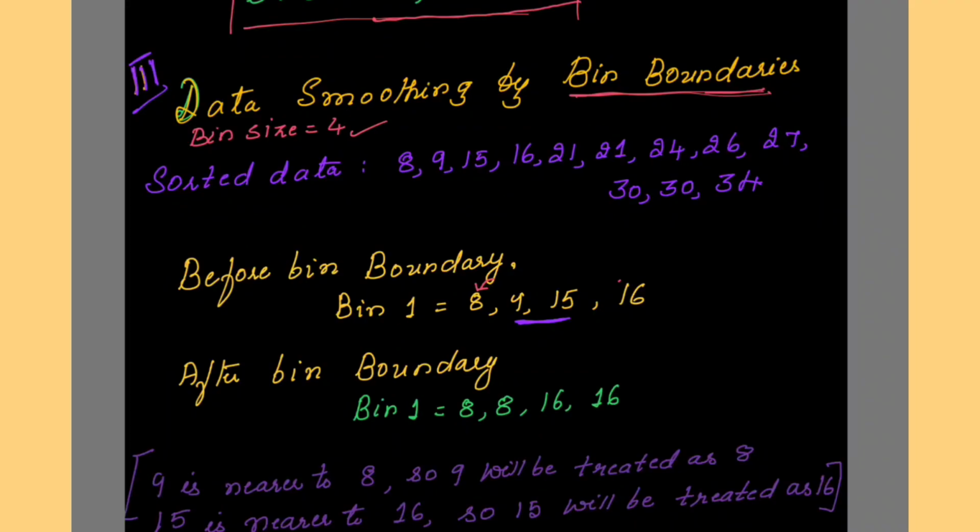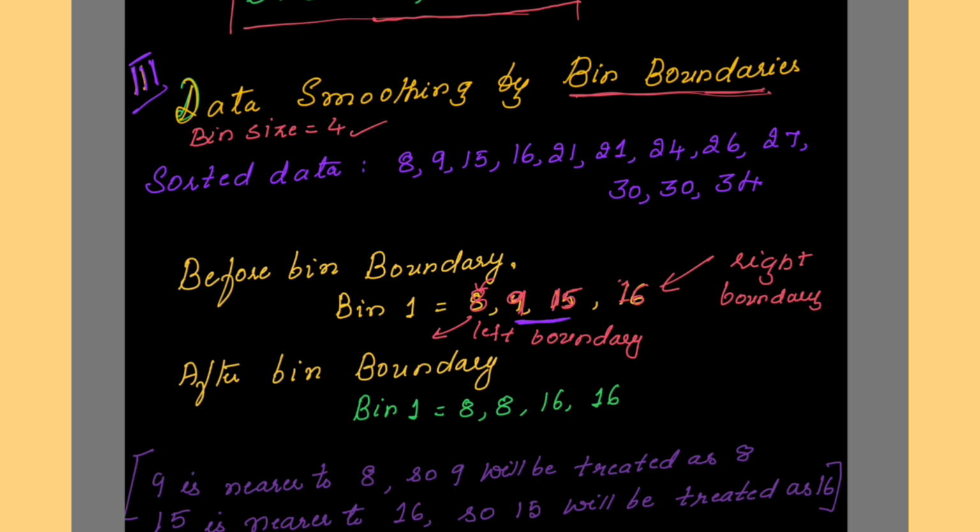First, what you have to do is write down, as it is, the elements that are there in bin 1. You have 8, 9, 15 and 16. Now in this, you identify the elements at the left and the right boundary. The value at the left boundary is 8 and the value at the right boundary is 16. So there will be two boundaries here, left and right. Now the remaining in-between values are 9 and 15.